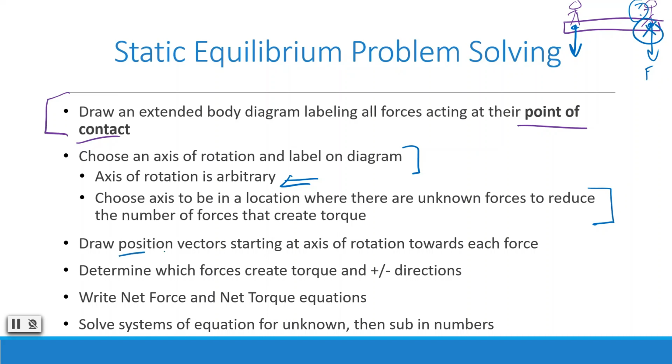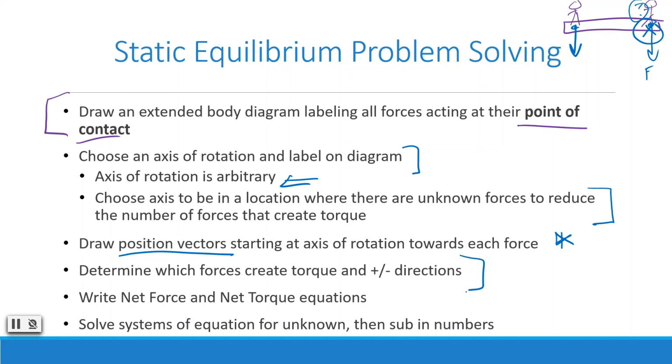You need to actually draw in those position vectors, starting at the axis of rotation and pointing towards each of the forces. Now, the caveat on this one is you don't do this on official free body diagrams for exams, because you'll just end up cluttering it up. So if I ask you on an exam to draw a free body diagram, it'll say draw the forces. Don't draw anything else, just the forces. But draw a second diagram and label more in detail.